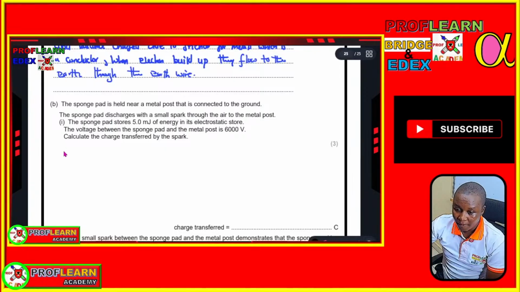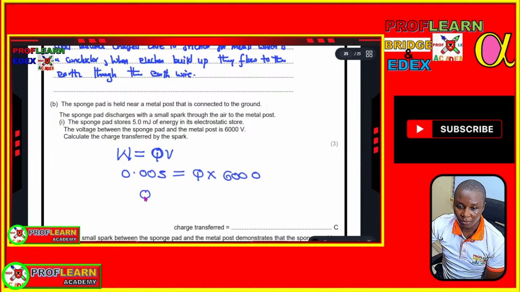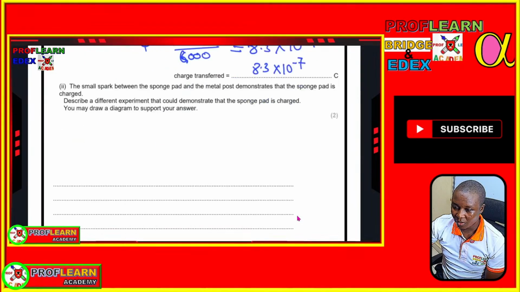Then also you need to remember the formula for energy. Energy is equal to work. Energy is equal to charge times voltage, and if you use that particular formula, we are going to have 8.3 times 10 raised to power 7.